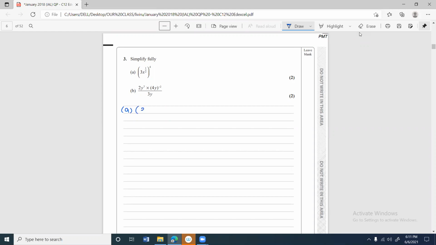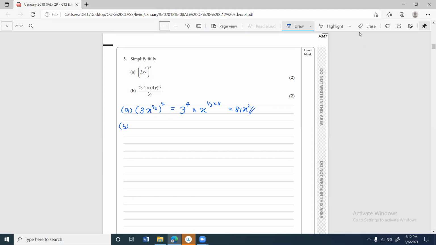So what we need to do is 3 x to the power 1 over 2, all to the power 4. This is called the power of power theory. So you can say 3 to the power 1 into 4, that is 4 times, of x to the power half into 4. That is 3 to the power 4 is 81. X to the power half into 4 is x squared. This is pretty simple. You can get this answer.